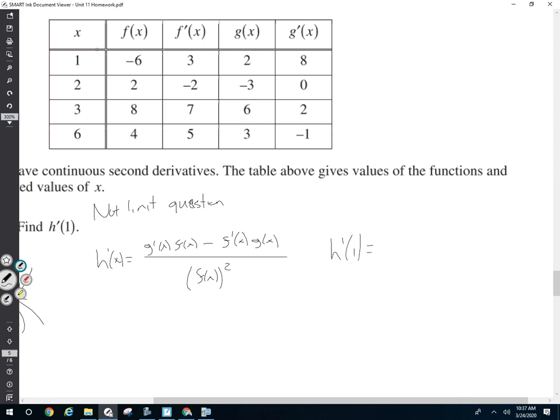g prime of 1 is 8. f of 1 is negative 6. f prime of 1 is 3. g of 1 is 2, over f of 1 squared. This is a free response question. You can leave it like this, right?